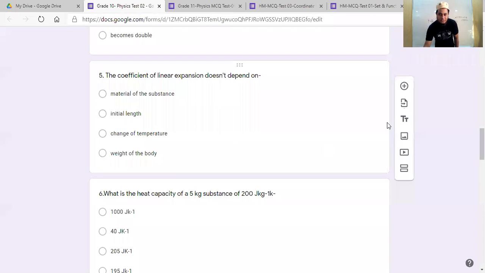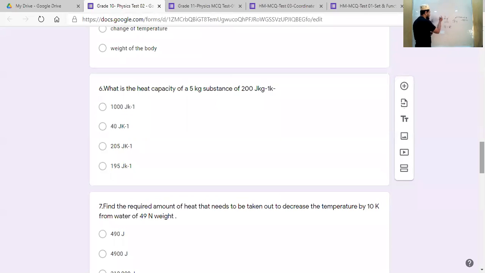Then what is the heat capacity? Heat capacity means C, right? Heat capacity, C is equal to m s, mass into specific heat, sorry. Okay, so the mass is given as 5 kg and specific heat is given as 200 joule per kg per Kelvin. So 5 into 200 gives us 1000.